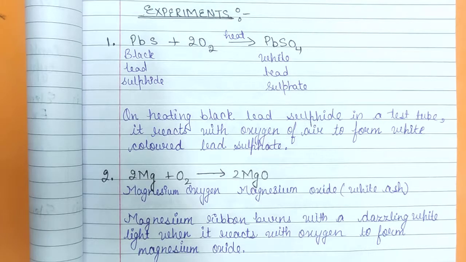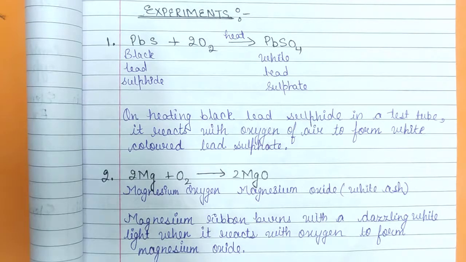So students, now we will discuss the experiment based on the first type of reaction, which is the combination and synthesis reaction. So the first part is when you react the compound, that is lead sulfide, which is of black color, with element, that is oxygen. On heating they will provide you the white color lead sulfate salt, which is also a compound. And we have already discussed that whenever a compound reacts with an element, they will form a compound, right?